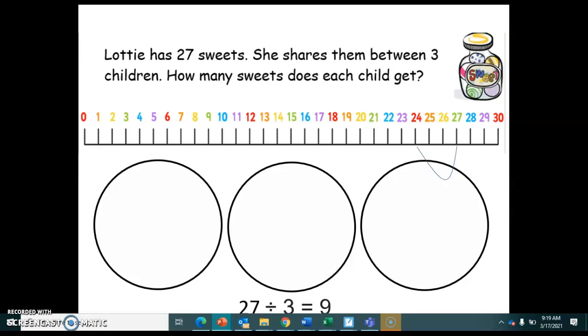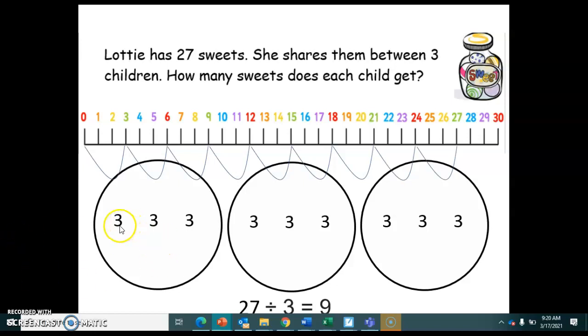For example, 27 take away 3 is 24. 24 take away 3 is 21, so we share these equally again, but we're skip counting in 3s. 21 take away 3 is 18, and then we keep going. So each one gets 3 until we get to 0. Then all we do is 3 add 3 add 3, I know is 9, 9 and 9. So 27 divided by 3 equals 9.